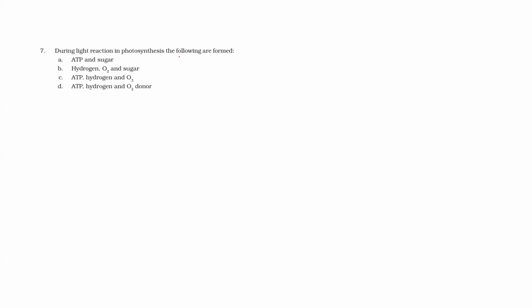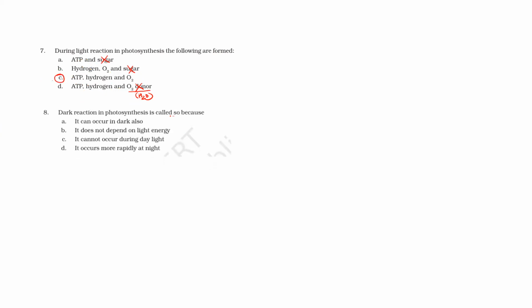During light reaction, the following is formed. During light reaction, sugar is not made in the light reaction, it is made in the dark reaction. The sugar option you can remove. Now, oxygen donor. Who is oxygen donor? Water. Water is also not made here in the light reaction. The answer will be C.